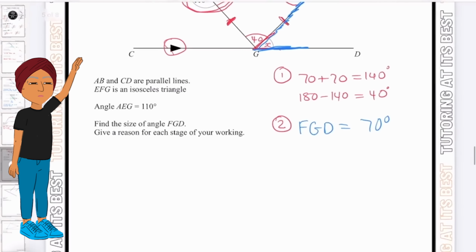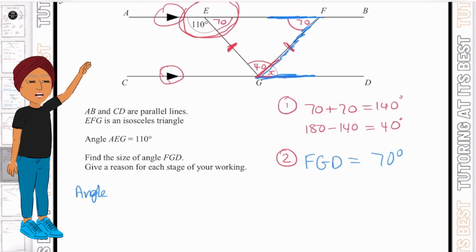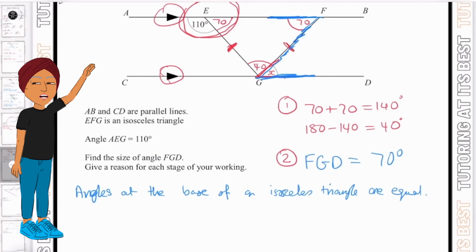So now let's write down our reasoning. So our main reasoning here is that angles at the base of an isosceles triangle are equal. And the second point here is that alternate angles are equal. And there we are. So now we know that FGD is 70 degrees. Beautiful work.